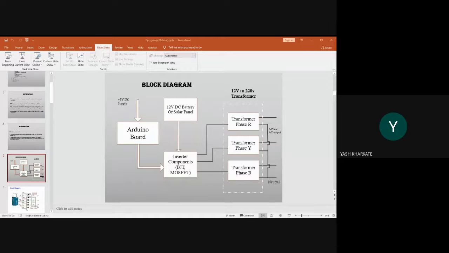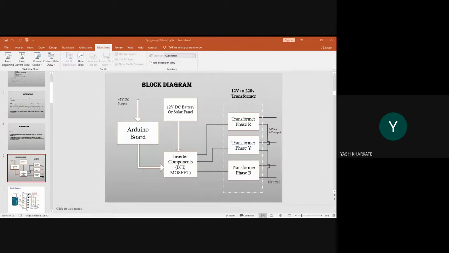Here you can see there is an Arduino board to which a 5-volt DC supply is given. The Arduino is used to create a pulse, which will be given to the BJT and MOSFET. As we know, the collector and emitter are present in the BJT and MOSFET, and a gate triggering will be required. So for gate triggering, we are using a 12-volt DC battery, or a solar panel may be used.